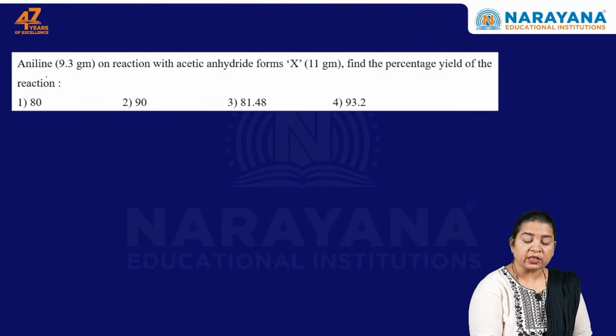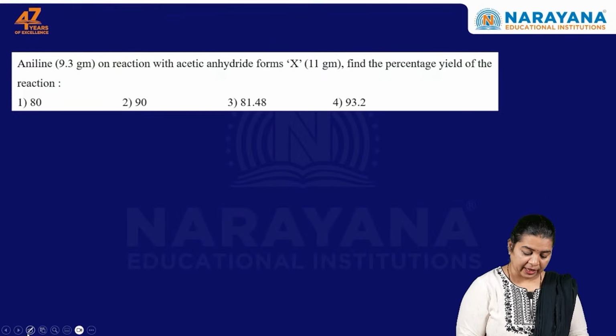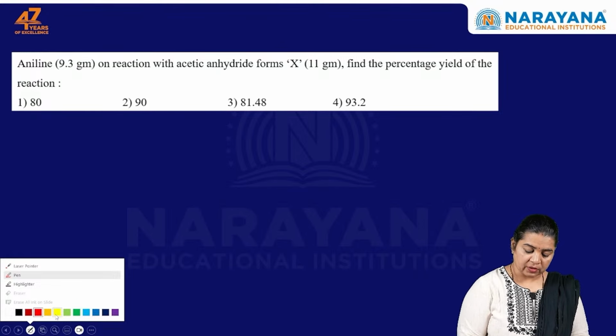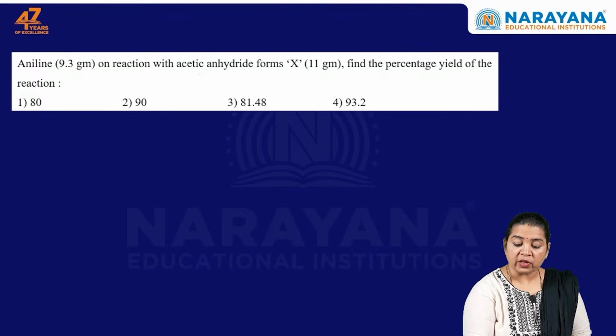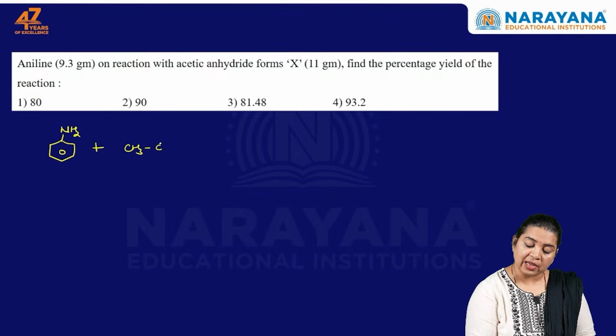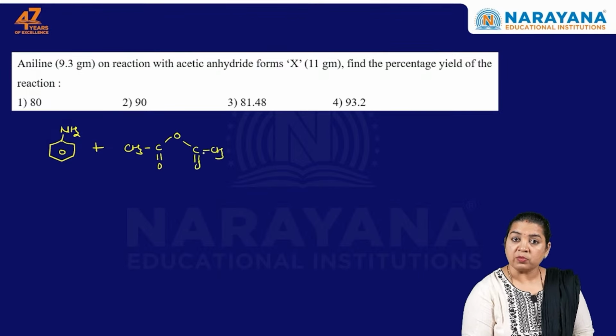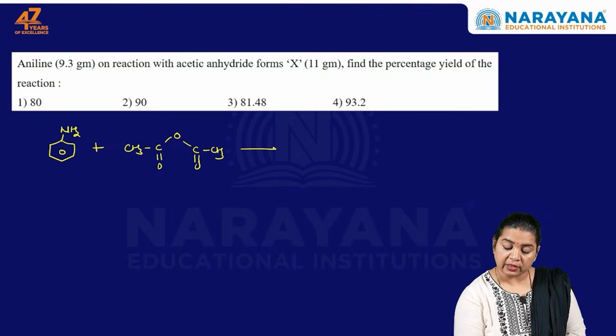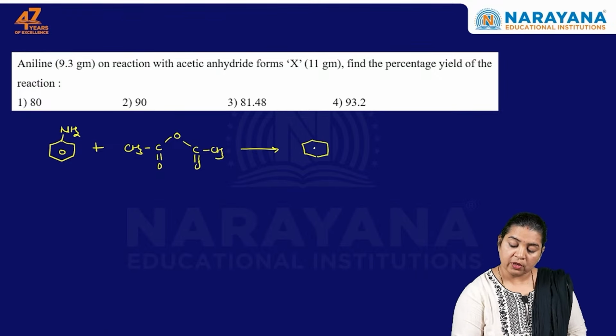Now moving to chemistry. Here is the next question from organic. It is aniline, 9.3 grams, on reaction with acetic anhydride. First, you need to know what the reaction of aniline with acetic anhydride is. So it is an acetylation reaction, the very famous Schotten-Baumann series of reactions. In that you will find this. And what is the product formed? The product formed is NHCOCH3. This is acetanilide.